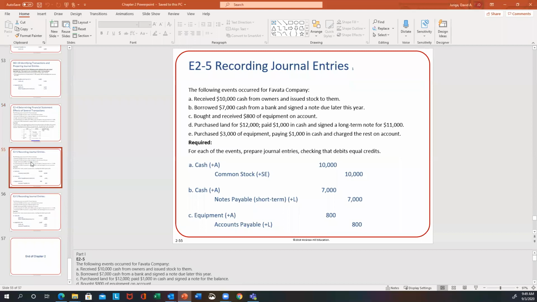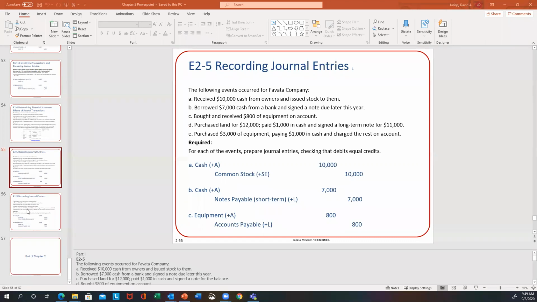And then I believe in the last one, again, this is just recording in your basic journal entries. So you notice you've got a common stock sale for cash, debit cash, credit common stock. You borrowed money from a bank, debit cash, credit notes payable. Notice they're identifying the account of where we're going on the balance sheet. And then part C, it looks like you bought some more equipment on account.